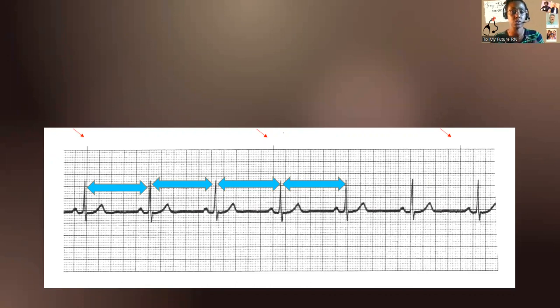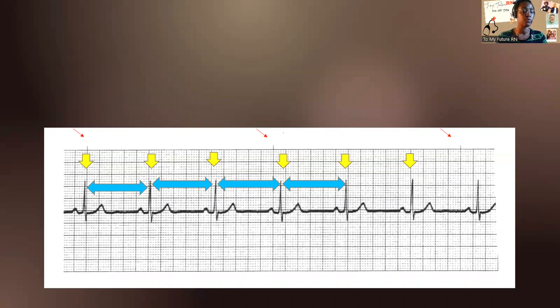So we already determined that this rhythm is regular. Let's calculate the heart rate, and we're going to use the rapid calculation. So we counted 1, 2, 3, 4, 5, 6, and we're not going to count this last one because it falls outside of that notch. So if we multiply that number by 10, we have a rate of 60 beats per minute.